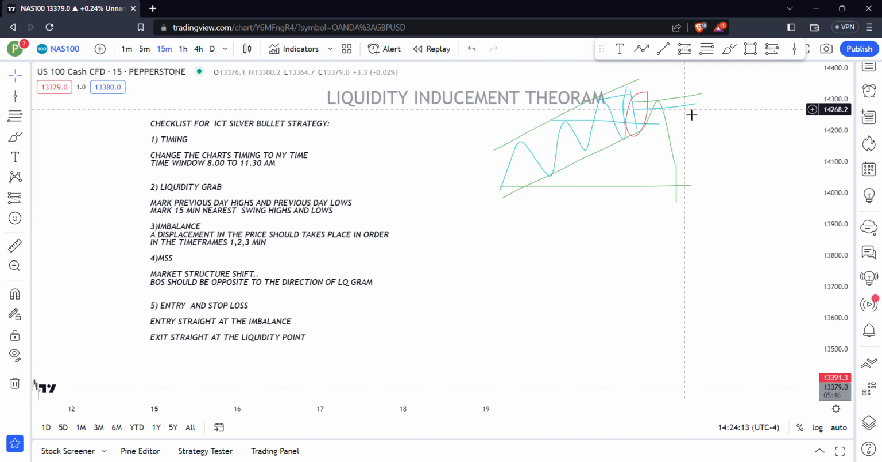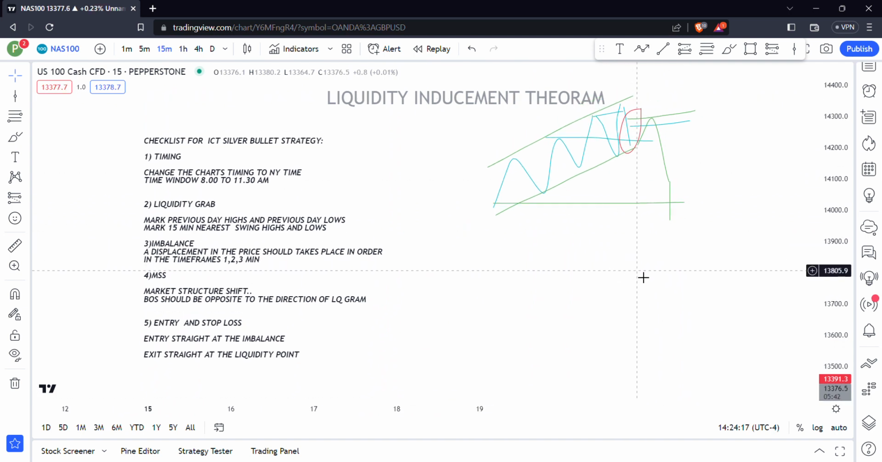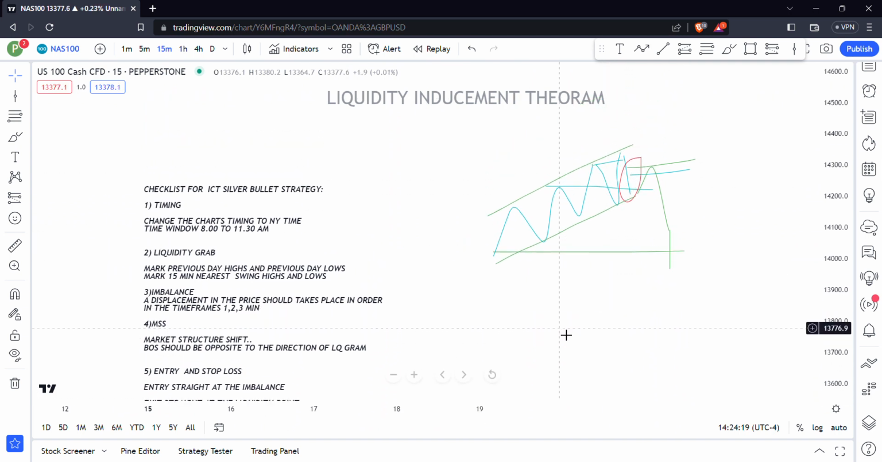Imbalance, and you should identify the imbalance. This is the third point of the checklist. And the fourth point of the checklist, you should always have a break of the structure. If you don't have a break of the structure, then the transition has not happened in the market. It means the market is not ready to go down or go up according to the liquidity graph.